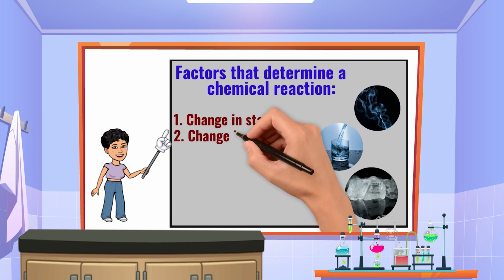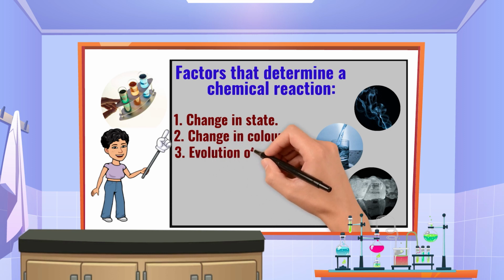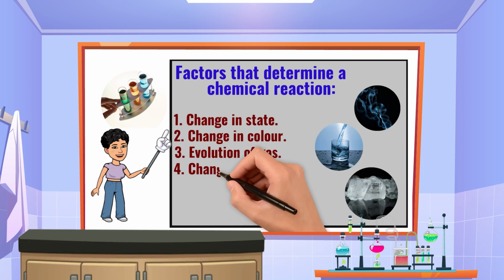Another factor is change in color. For example, we have had tea. The white milk changes to a brown liquid when tea is added. Moving ahead to evolution of gas. When any metal is dipped in acid, the hydrogen gas is evolved. And the last is change in temperature.